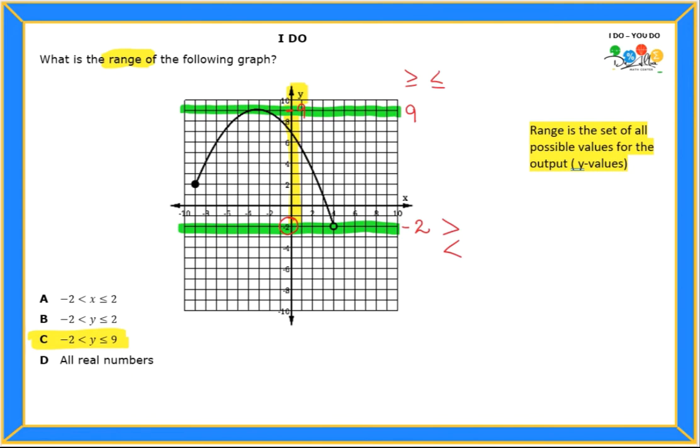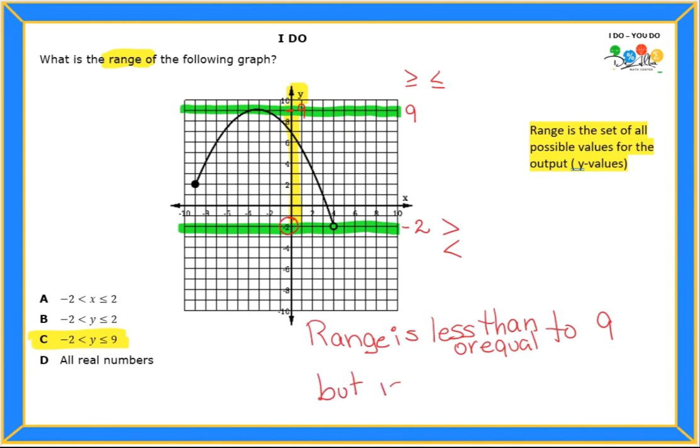We can actually write down a statement for that, for the answer. So we can say something that implies range is, and we're going to compare it to the 9. So range is less than or equal to 9. Is that right? So range is less than or equals to 9, but it's greater than -2. Okay? So that is my statement letter C for that.